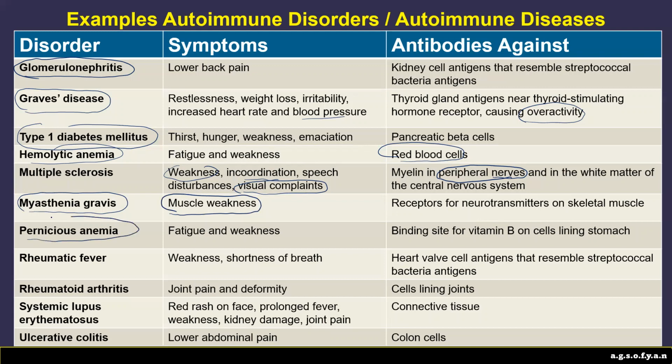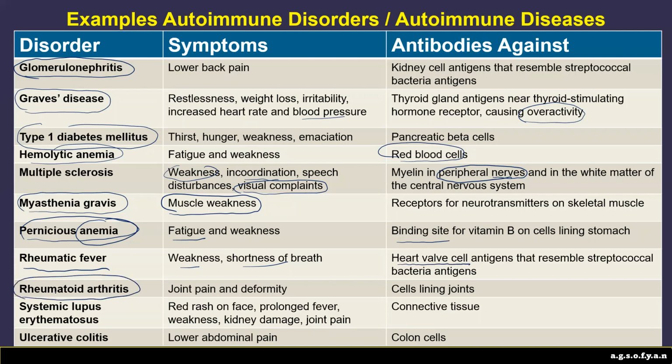Pernicious anemia, the symptom will be fatigue. So anemia is usually related to red blood cells that do not carry enough oxygen. Okay. So the problem is because the IgG attacks the binding site for vitamin B in the cell lining of our stomach. Rheumatic fever, okay, weakness, shortness of breath. This usually attacks the heart valve. Okay. And then rheumatoid arthritis.